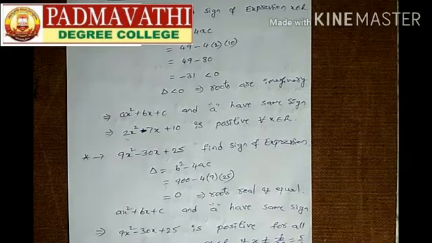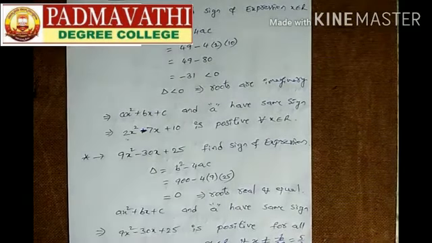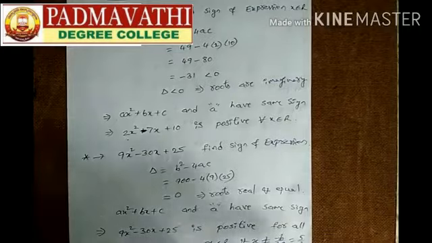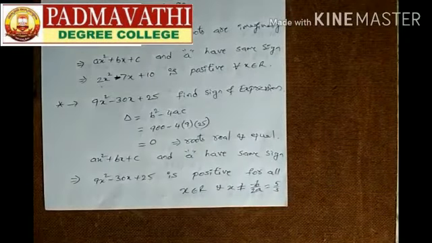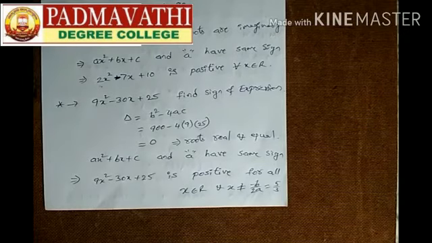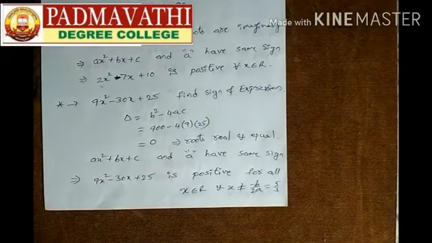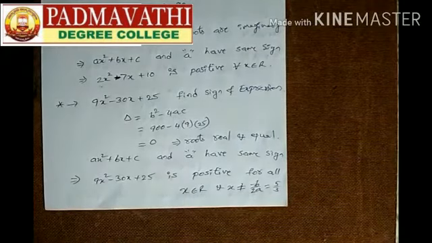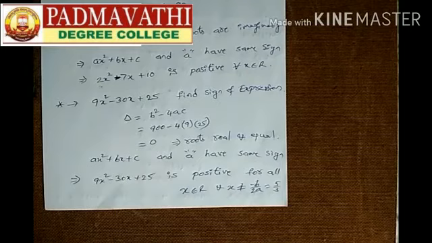So in this case, we can write that ax square plus bx plus c and a have the same sign, except at the zero of the polynomial, which is minus b by 2a. So we can write this now. 9x square minus 30x plus 25 is positive for all x belongs to R, except x equal to minus b by 2a. Here minus b by 2a means minus of minus 30 by 2 into 9, that is 18. So we can cancel, and the value will become 5 by 3. So this is the zero of the polynomial, 5 by 3.